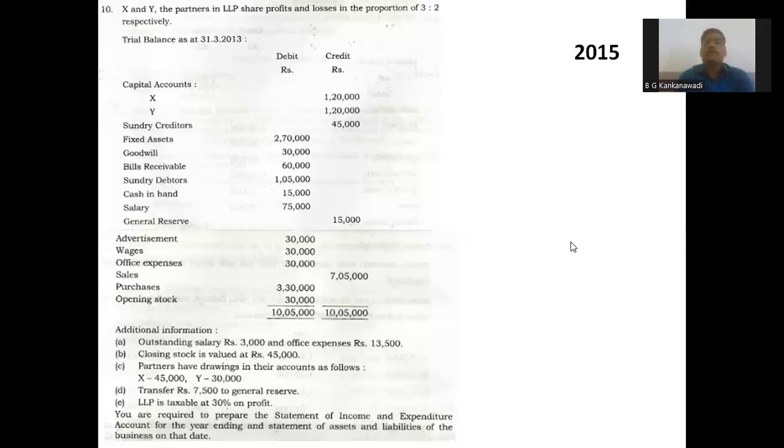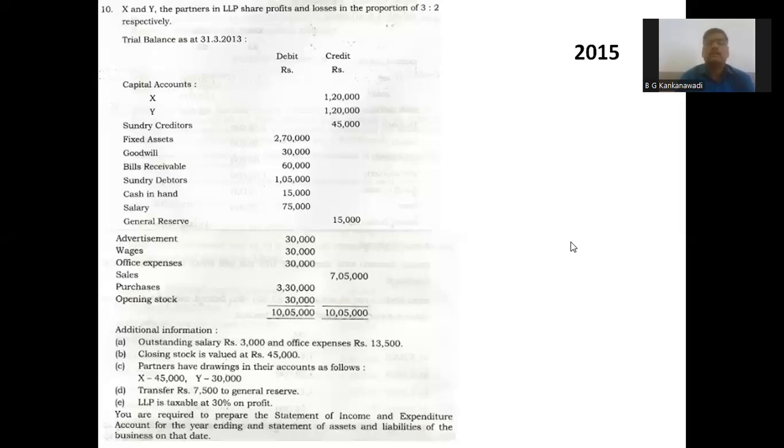Bills receivable and debtors. Bills receivable you may take as cash and cash equivalent. Otherwise you take as trade receivable. So these two comes under the asset side of the statement of assets and liabilities. Then cash in hand goes to asset side under the head cash and cash equivalent.